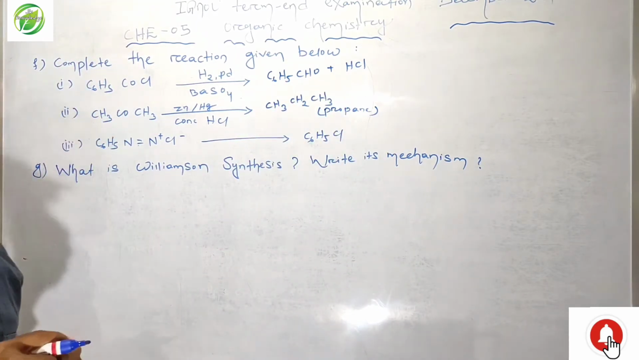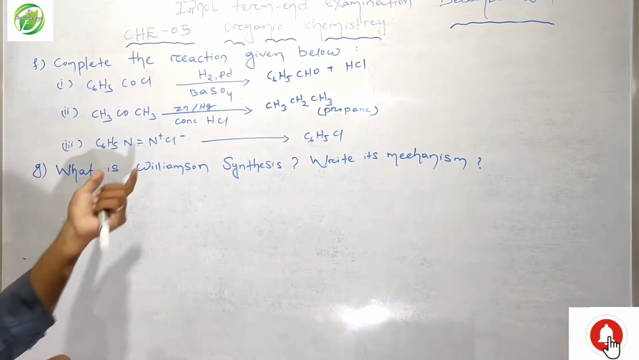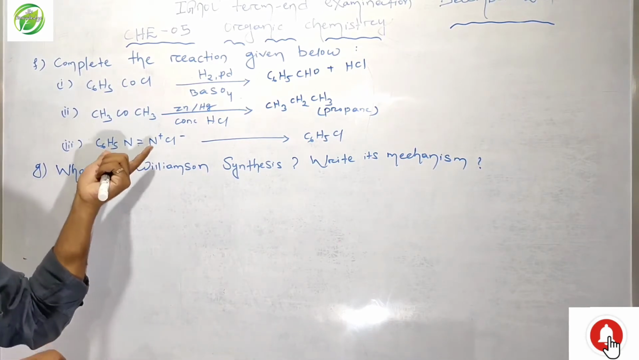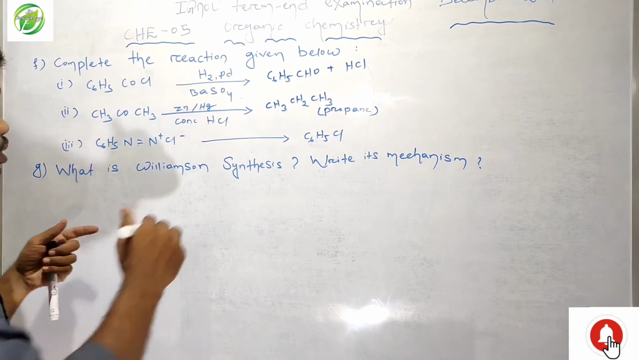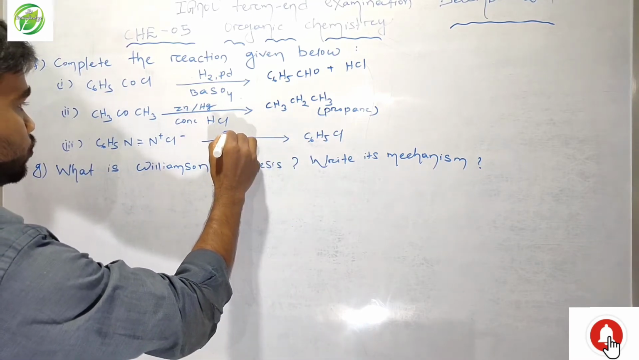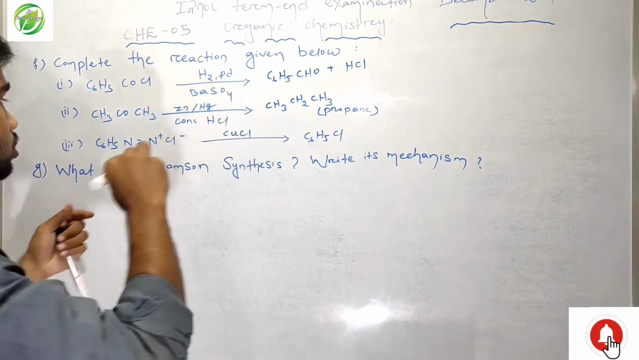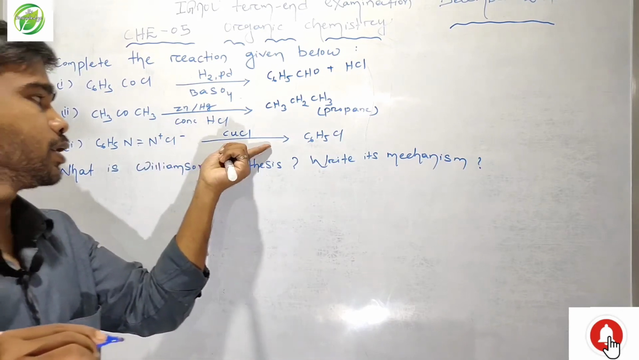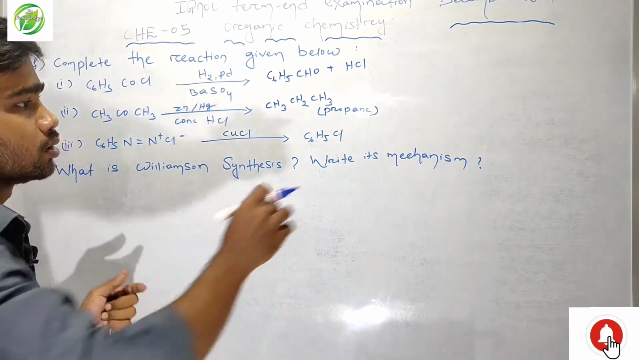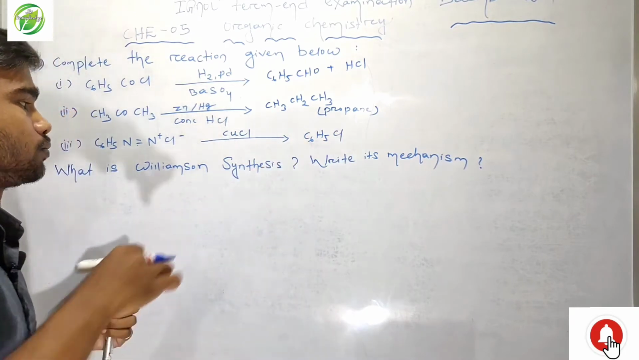This is a named reaction. Friends, when this diazonium salt is treated in the presence of CuCl, that is copper chloride, chlorobenzene is formed.